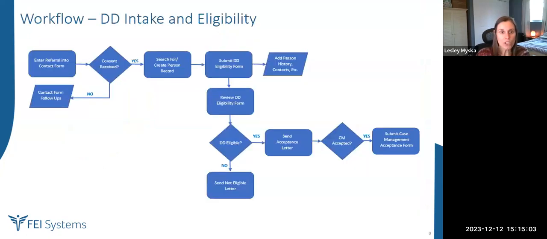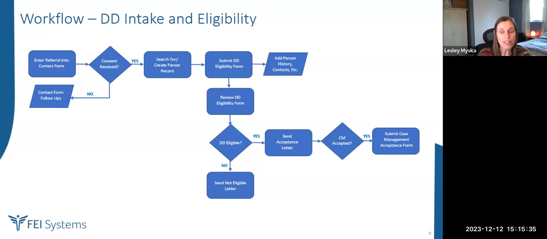So this workflow will show you how a person might traverse through the system under the DD intake and eligibility process. Starting in the upper left-hand corner, the referral will come into our office. From here, a contact form will be created to capture the referral information. That can be created by you as a DD intake and eligibility coordinator, by your supervisor, or by an admin staff if they take a phone call for the referral.